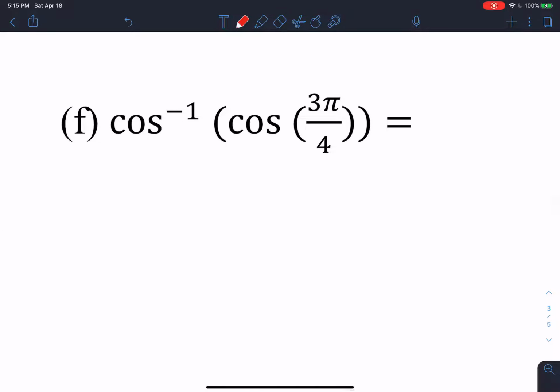All right, now this one you have inverse cosine of 3 pi over 4. Cosine of 3 pi over 4 is negative root 2 over 2. And then where does that occur? Which angle has an x value of negative root 2 over 2? So we know that that is 3 pi over 4.